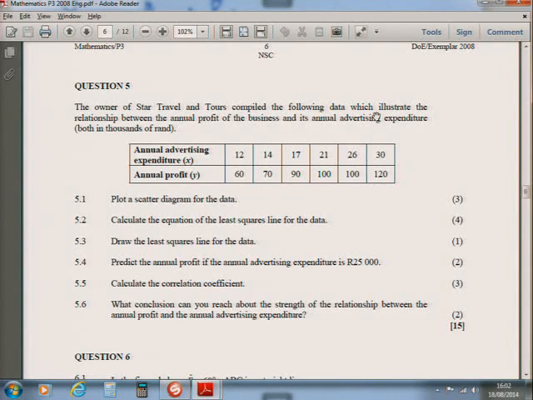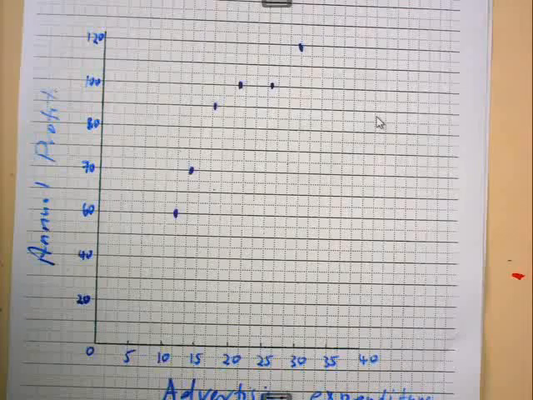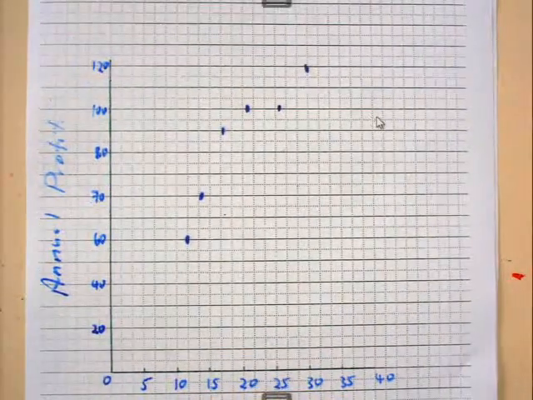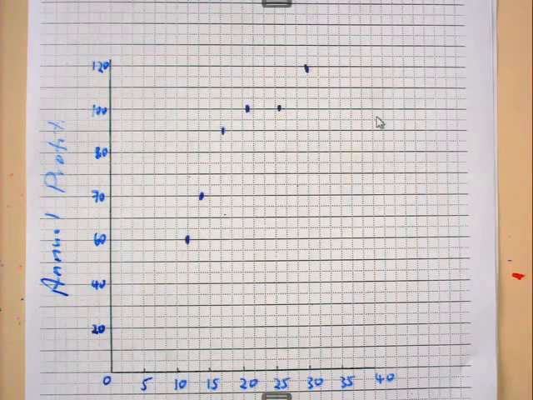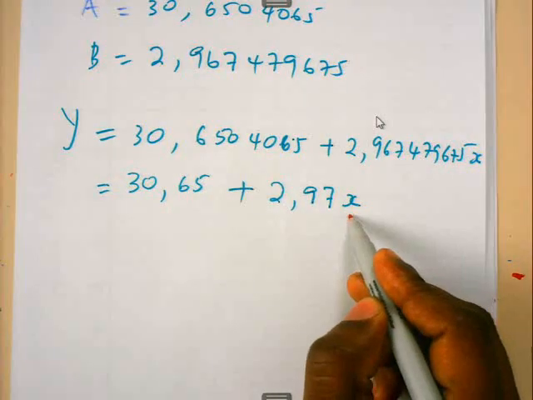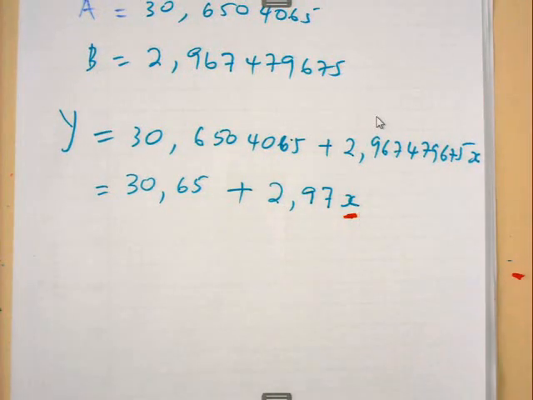Good. Now, the question says, draw the least squares line for the data. Draw the line. Remember, when you draw the line on our scatter plot, maybe we should go back to our scatter plot. On our scatter plot, we need to draw the line. We don't just draw the line. But remember what we suggested, that on this equation of yours, we are going to substitute two values for x and see how much we get for y. Are you happy with that?